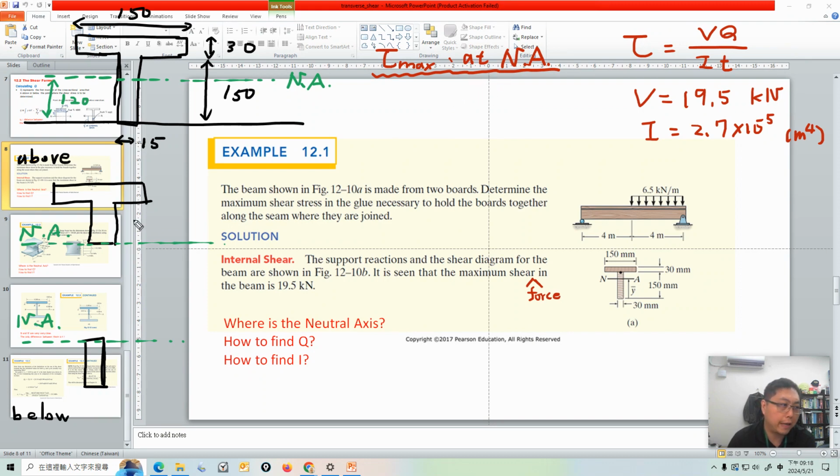But when the point of interest is at the neutral axis, shall we calculate Q, the first moment of area, above the neutral axis or below it? That's a very interesting question. The conclusion is that if your point of interest is at the neutral axis, Q above will be equal to Q below.